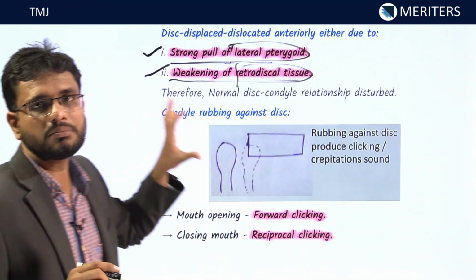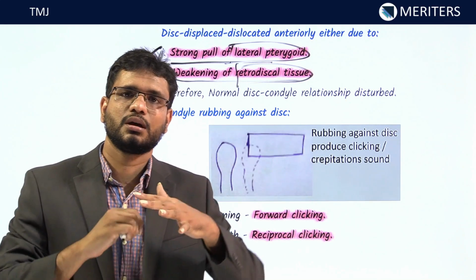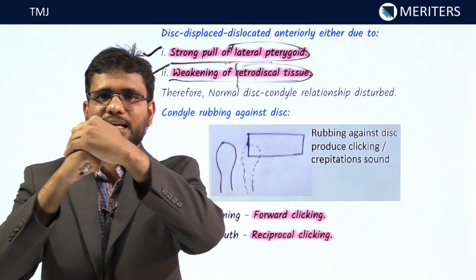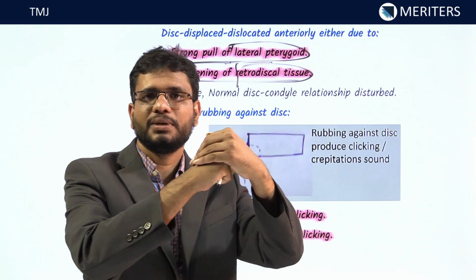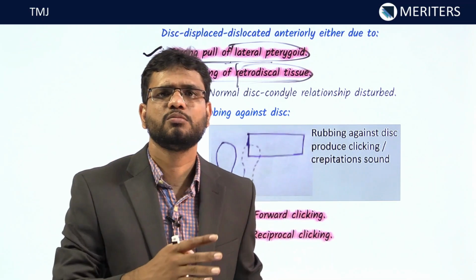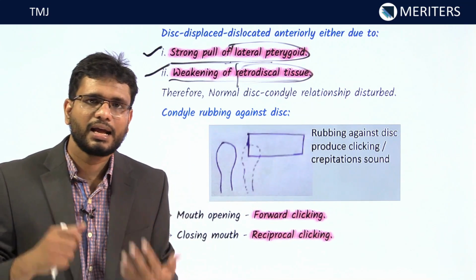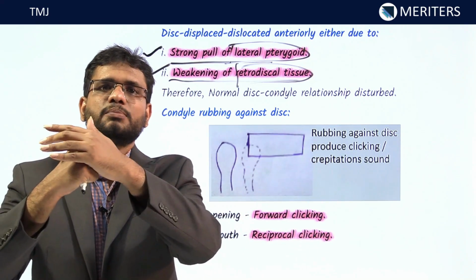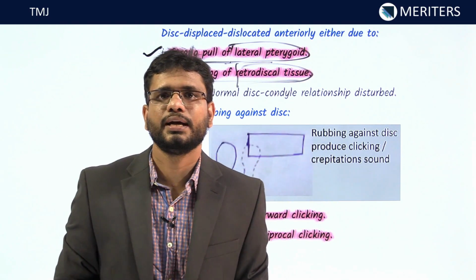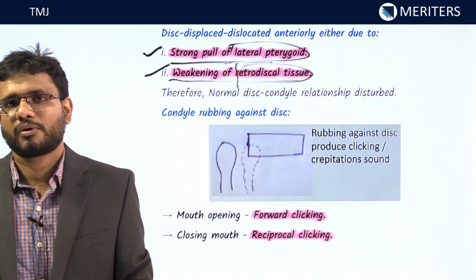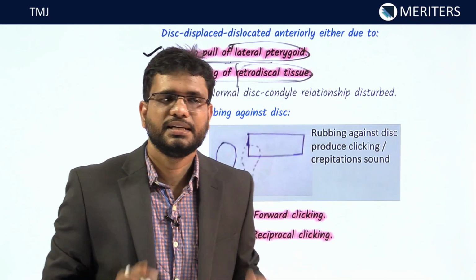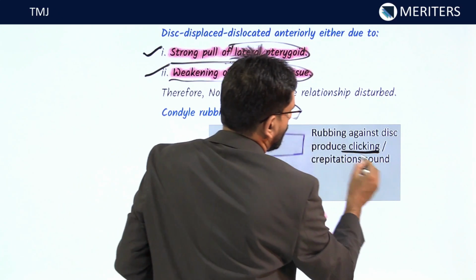Now, the condyle rubs against the disc. Normally, while moving, the middle part of the disc stays with the head of the condyle, and both move together while opening the mouth. During opening of the jaw, the translatory movement of the head of the condyle occurs anteriorly, keeping the middle portion intact to it, and this middle portion of the disc translates with the condyle. But sometimes, due to internal problems, there can be rubbing of the condylar head on the surface of the disc, and that can lead to a clicking or crepitation sound.